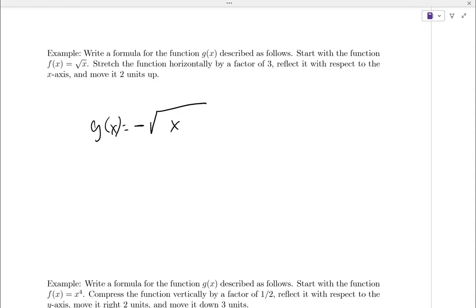That handles the reflect. That's why I'm trying to do the last 2 first. We'll handle the horizontal one, the stretch horizontal, here in a second. Okay? Does that make sense? Okay so far? It says move it 2 units up. What do I need to do to move the whole graph up? Good. Plus 2 on the outside, right? That's going to take care of our vertical shift up.